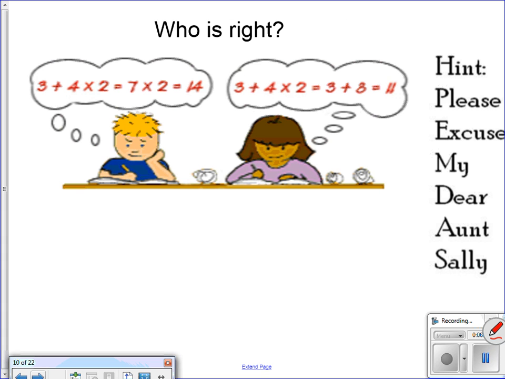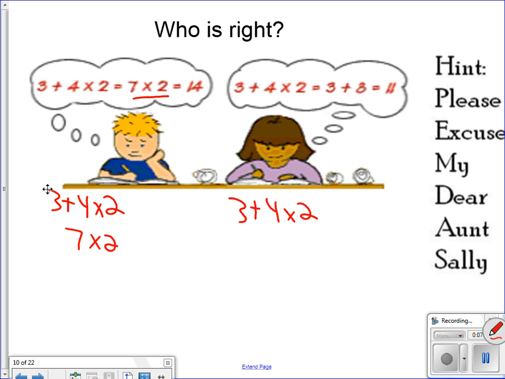This says right here 3 plus 4 times 2. So 3 plus 4 times 2. This one says 3 plus 4 times 2. Okay. Well, in this problem right here, it looks like they added first to get 7 times 2. Right here, looks like they multiplied first and got 3 plus 8. Well, who's correct? Let's take a look here. So you would get 14 for an answer here, and you'd get 11 for an answer here.